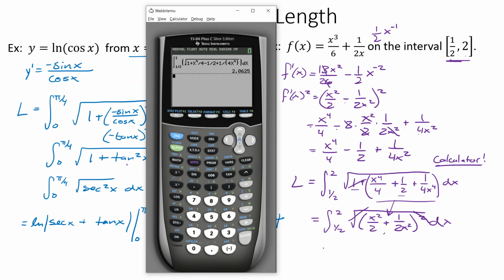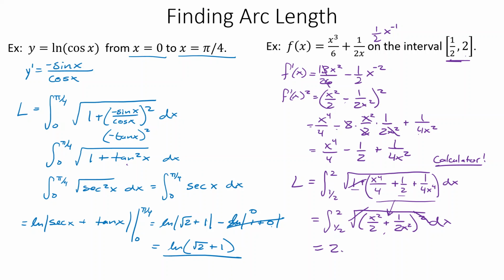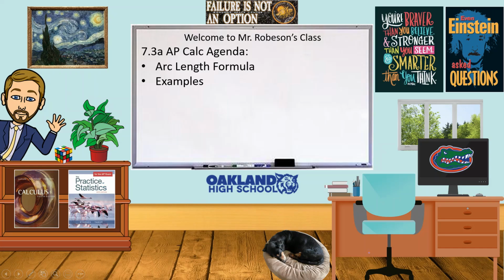There it is. So we get 2.0625. And remember, we want at least 3 decimal places. They only gave us 4, so just go ahead and use the whole thing. There's our answer. All right, so that is how the arc length formula works. For the next video, we'll do one with y equals, and we'll do a word problem.